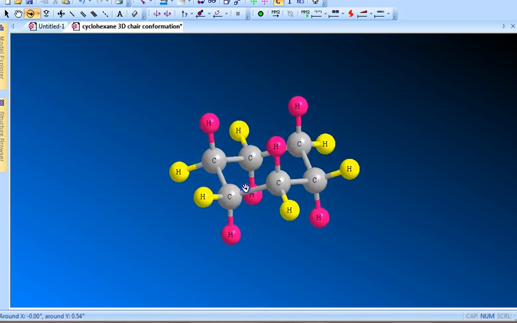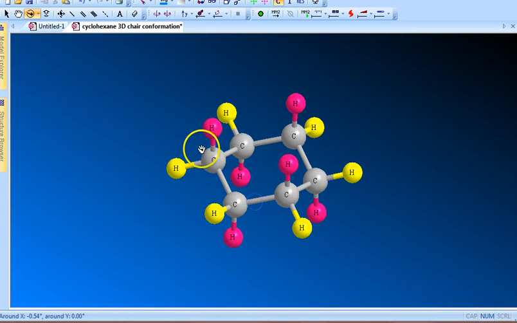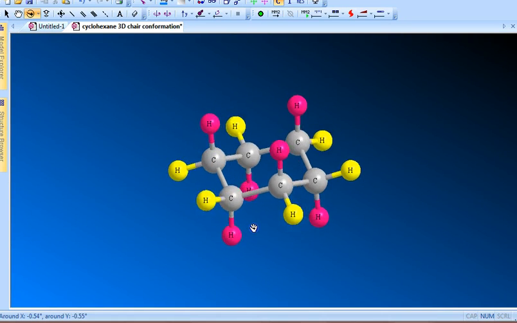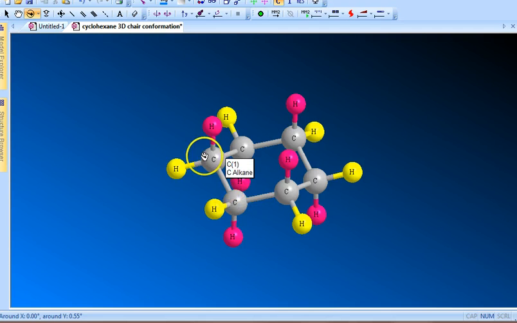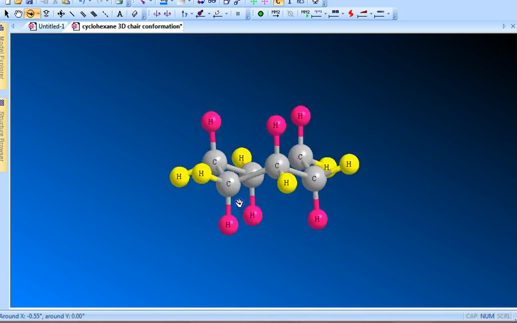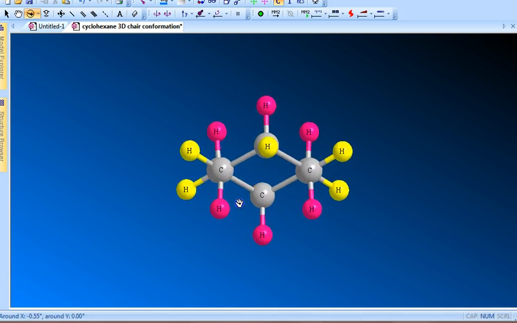Now if you look at any two bonds with a Newman projection, let's say these two carbons, we want to see what the conformation of the bonds is in this carbon-carbon single bond. So we view the molecule, rotate the molecule, and you can see that they are staggered.